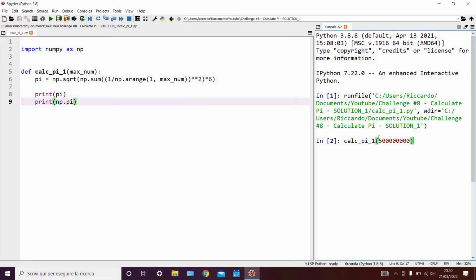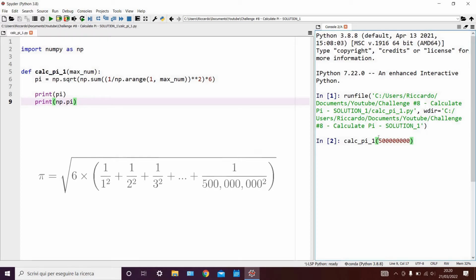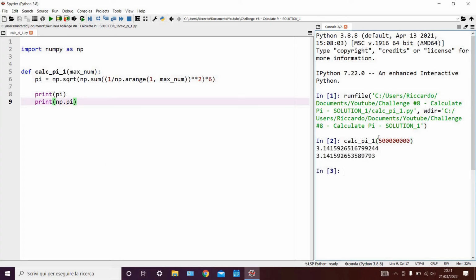So what our function will do now is calculate the infinite sum of 1 over 1 squared plus 1 over 2 squared plus 1 over 3 squared, etc., up to the value of 1 over 500 million squared, and then use the sum of those to calculate the value of pi using our formula. So we can run our function, and as you can see, we have been able to calculate pi correctly up to the first 8 digits. Not bad for a first attempt.